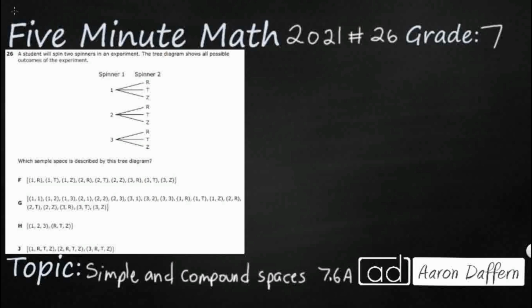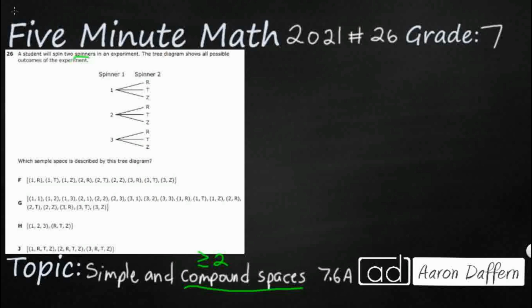So we have a student that's spinning two spinners, and they've already created a tree diagram for us that shows all possible outcomes. What we need to do is turn it into a compound space. I know it's a compound space because we have two or more possible outcomes. In this case, we've got two possible outcomes, and as long as your outcomes are two or more, it's going to be a compound. Simple is when there's only one possible outcome, like spinning one spinner or flipping a coin.